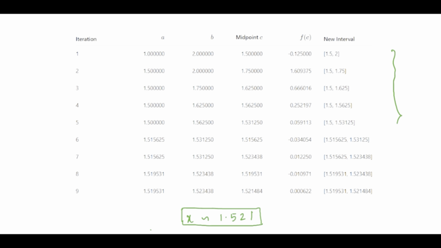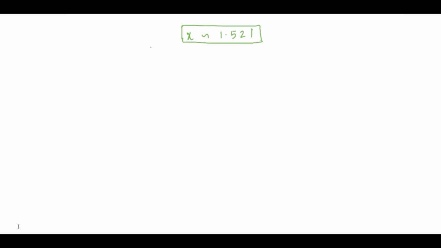But an important practical question still remains. When should we stop the iterations? Since the bisection method is an iterative process, we need a rule that tells us when our approximation is accurate enough. And this rule is known as the stopping criteria.